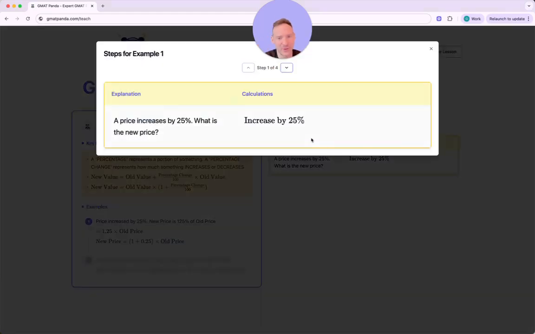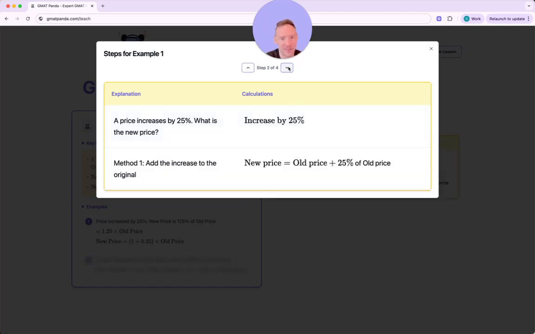So let's say that we're increasing a price by 25%. Now, we can express that as, well, first of all, calculating 25% of the previous price or the old price. But since this is an increase compared to this old price, we need to then add that to the old price to get the new price.